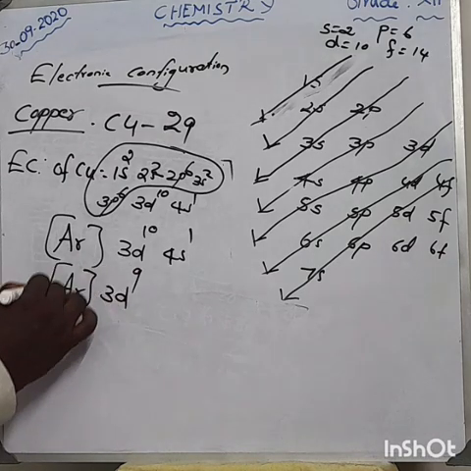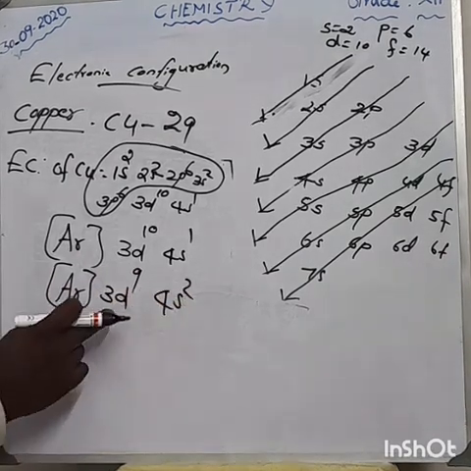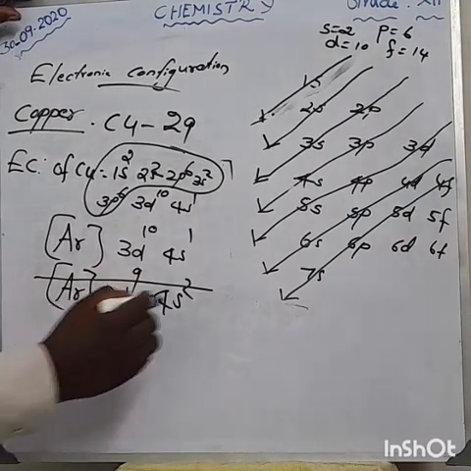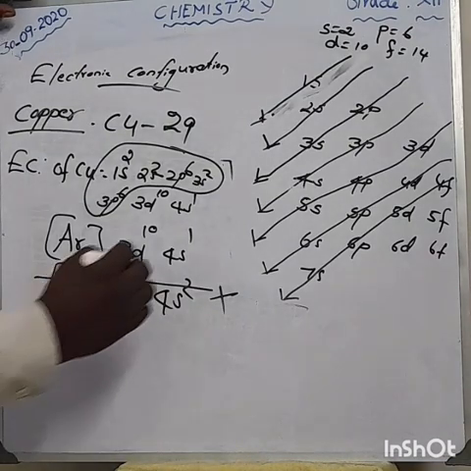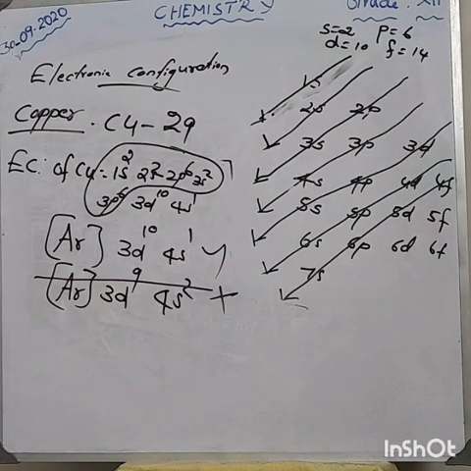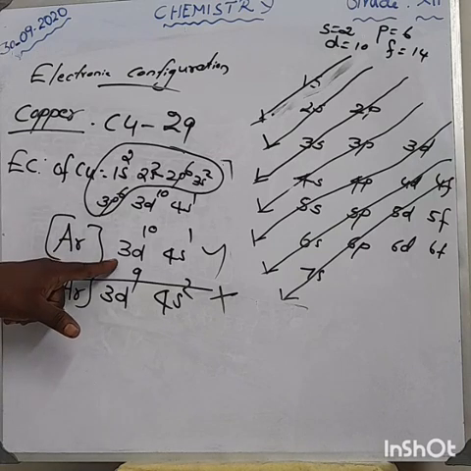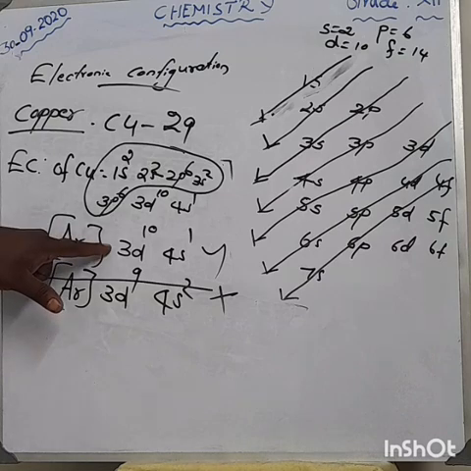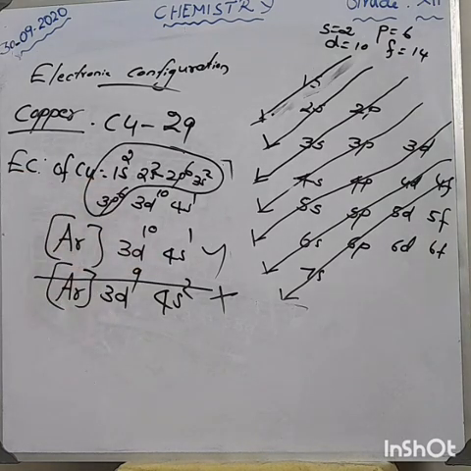If you write Ar 3d9, 4s2, it means it is not a stable form. Wrong. This is the correct one, because the 3d subshell is completely filled for stability, in case of copper and also chromium. Write carefully, it's a very important question for the 2-mark question. Argon 3d10, 4s1. This is the electronic configuration of copper.